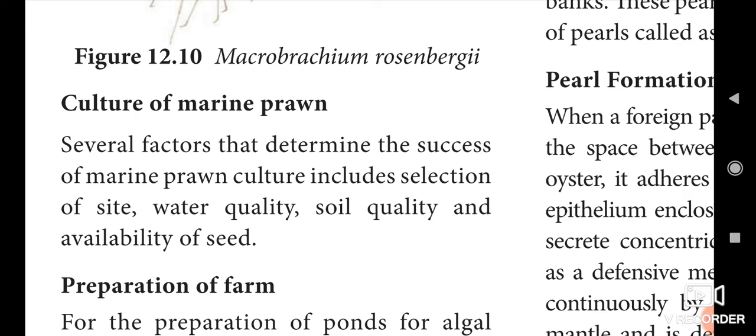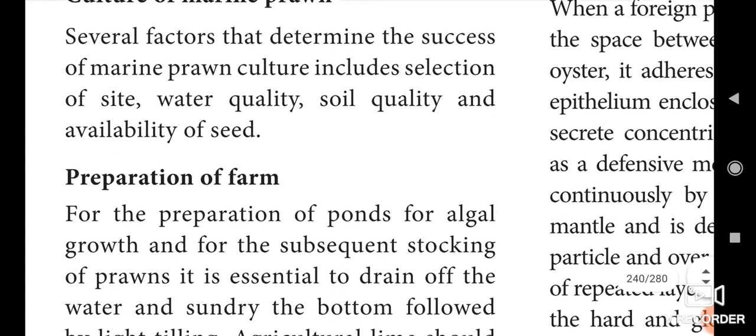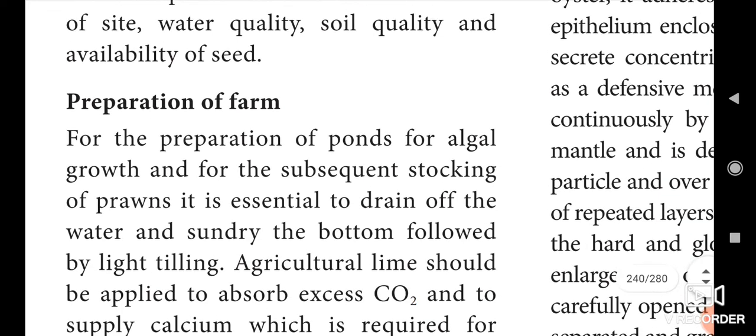First we have to select the site. Then we have to check the water quality, then soil quality and availability of seed. Seed means the feeding property. Then the preparation of the farm, how we want to prepare the farm.